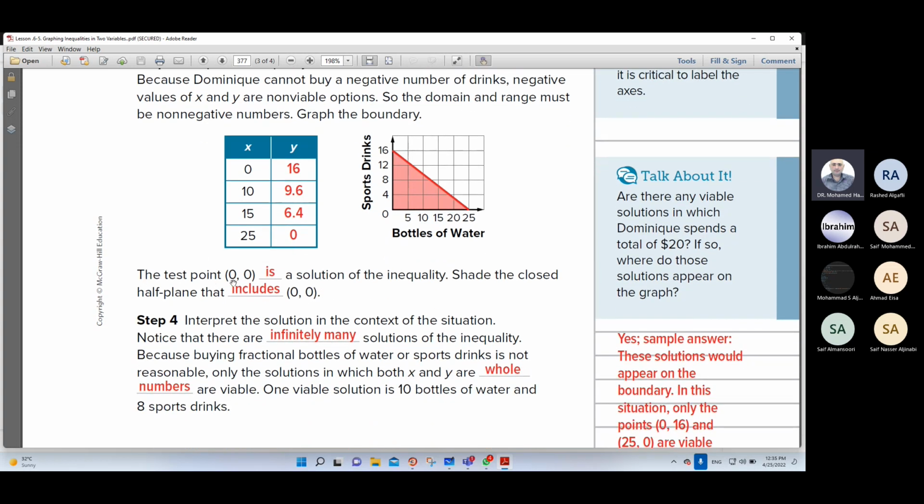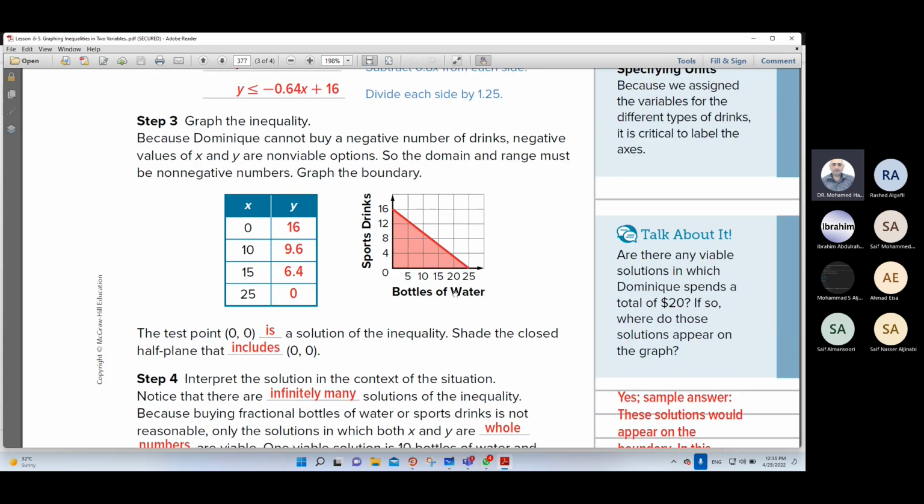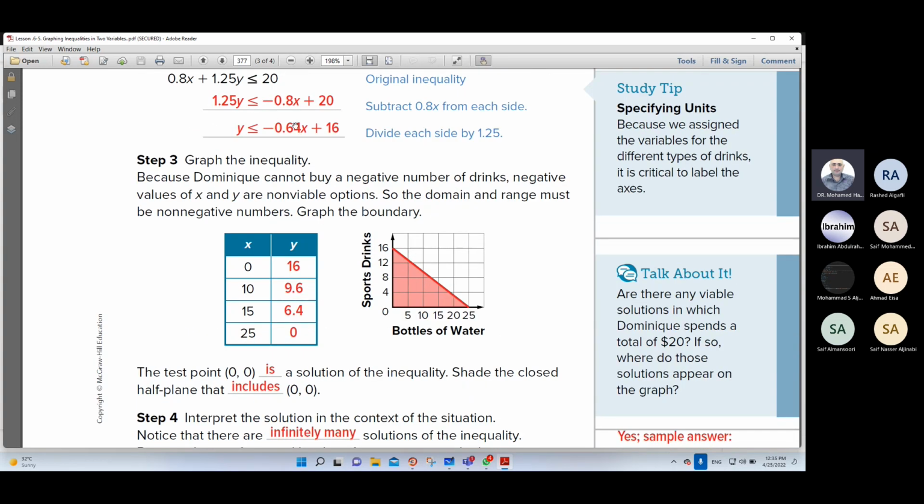So the test point (0, 0) is a solution of the inequality. If you put here 0 and here 0, is 0 less than or equal to 16? Yes, this is right. So it means this is the area of the solution.